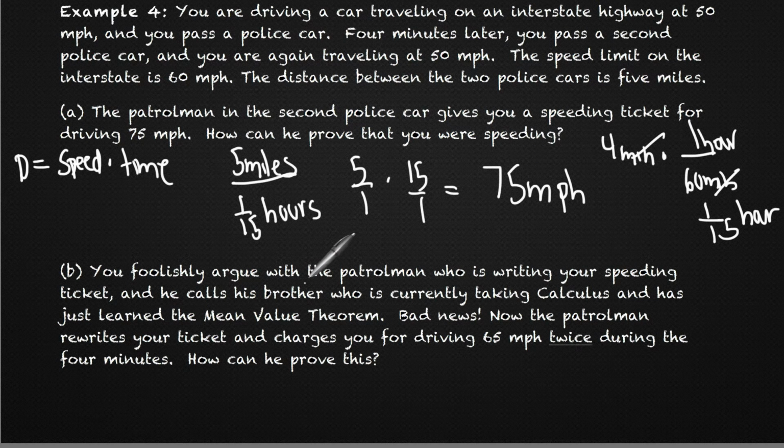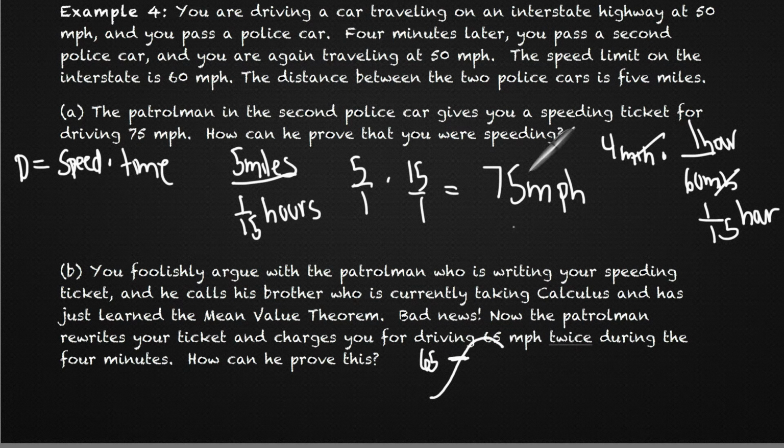Now, you foolishly argue with the patrolman who is writing your speeding ticket. He calls his brother who's currently taking calculus and has just learned the mean value theorem. Bad news for you. Now the patrolman rewrites your ticket and charges you for driving 65 miles per hour twice during the 4 minutes. How can he prove this? Well, because if you average 75 and you were going 50, that means you had to go up to 75, or actually higher than 75. So that means at some point you were going 65.